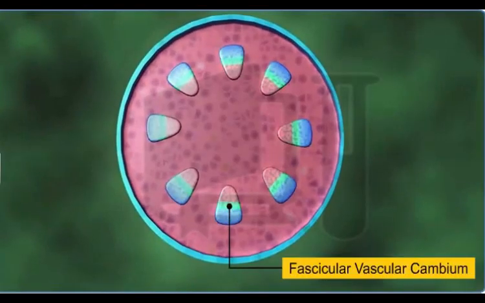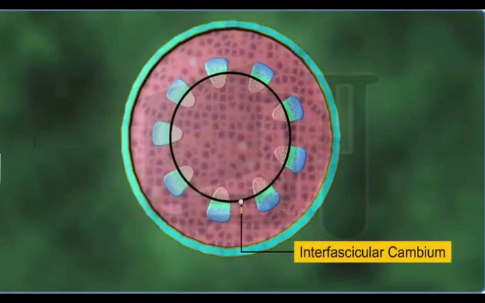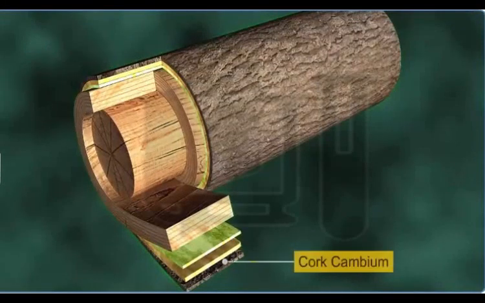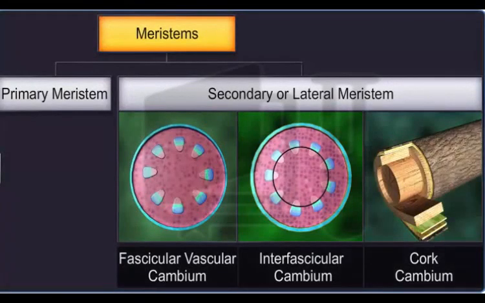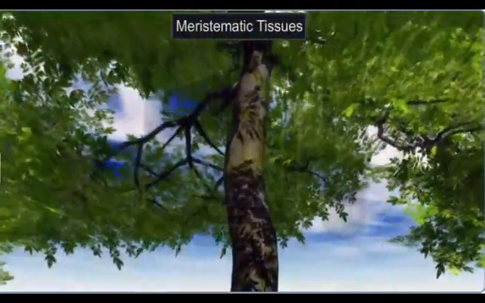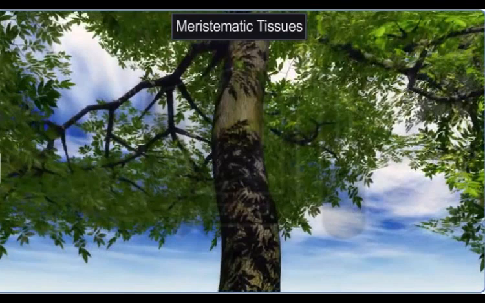Fascicular vascular cambium, interfascicular cambium, and cork cambium are some examples of secondary meristems. Thus, meristematic tissues play a vital role in the primary and secondary growth of a plant.